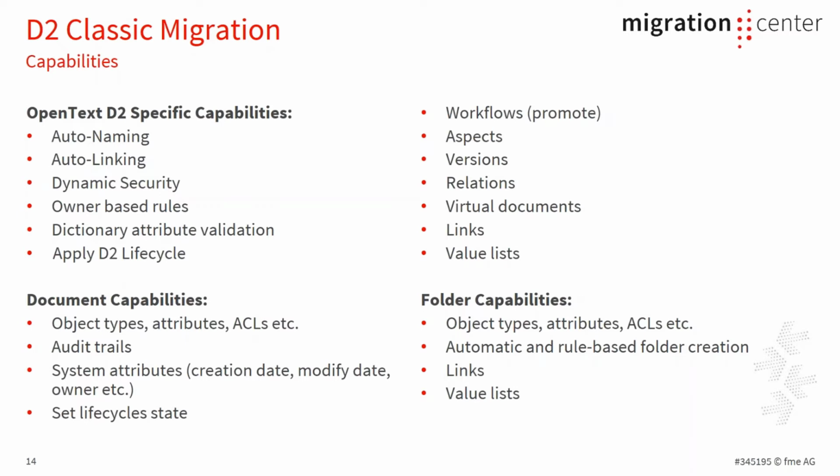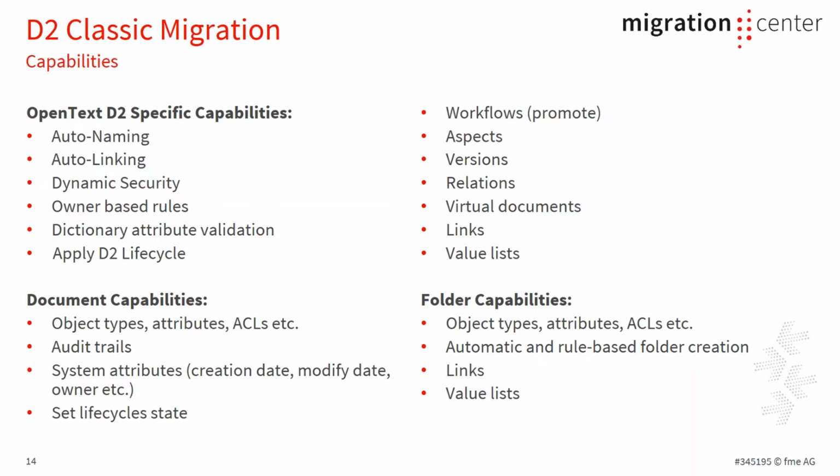We can migrate audit trails. System attributes are still kept as is. That means the creation date, modification date, and owners are the same at the end of the migration in the new system. And we are also able to set lifecycle states, of course, as I mentioned, also for the D2 capabilities. So workflows are supported, aspects, versions, relations, virtual documents, links, and also value lists.